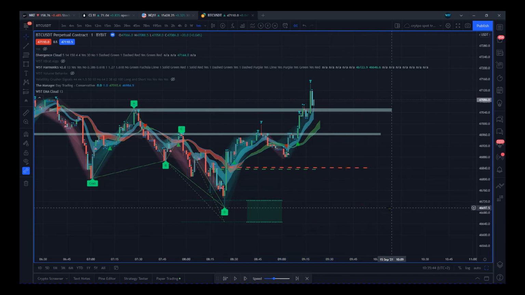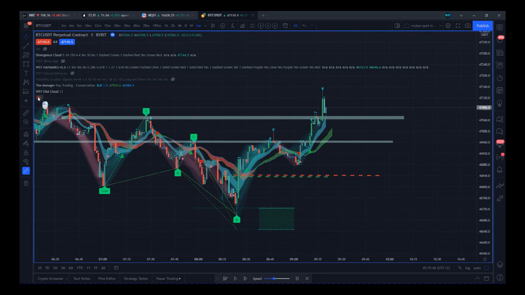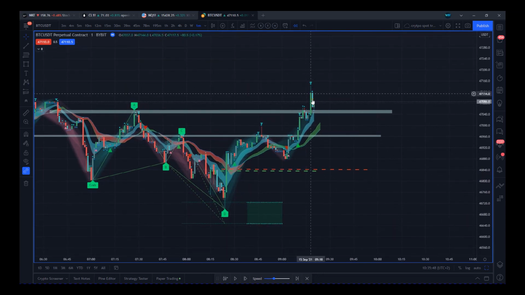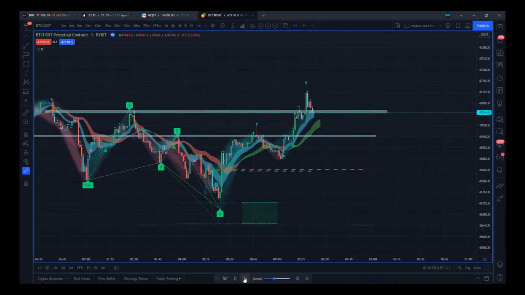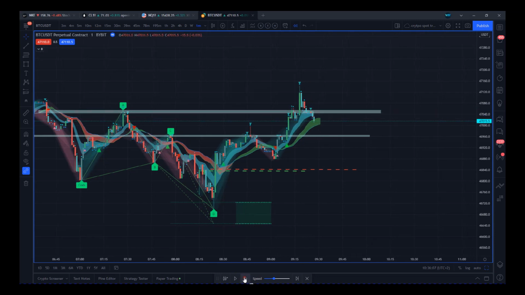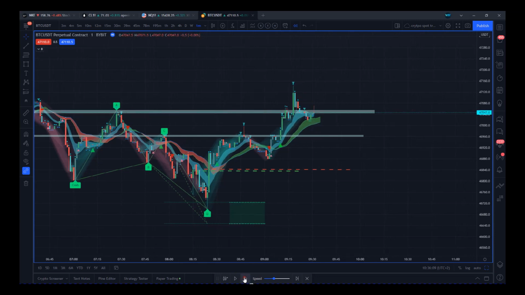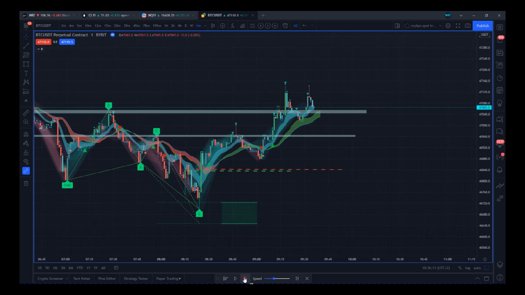Okay. Now what I'm looking for is a test of support on this previous resistance zone for this A pivot. See my green cloud is already above the C pivot, which is good, so that's potentially my next trailing stop position if this finds support. Let's move this forward. Okay, we do get support there.